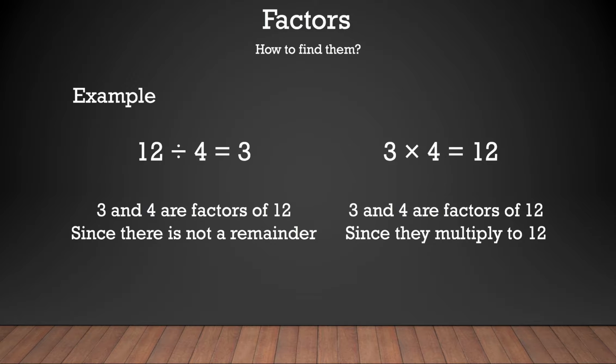On the one on the left, we have division. 12 divided by 4 is 3. 3 and 4 are factors of 12, since there is not a remainder. Now let's take a look at the right. We have 3 times 4, which is equal to 12. So therefore 3 and 4 are factors of 12, since they multiply to 12.